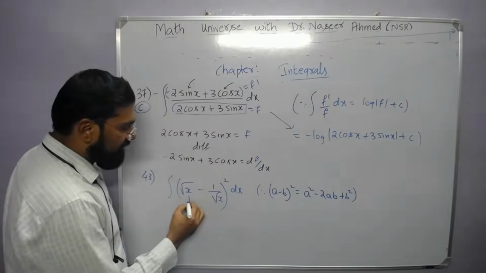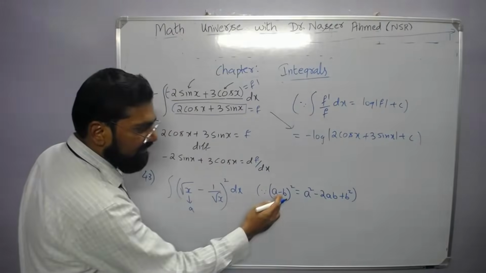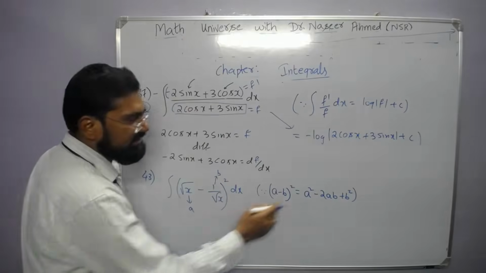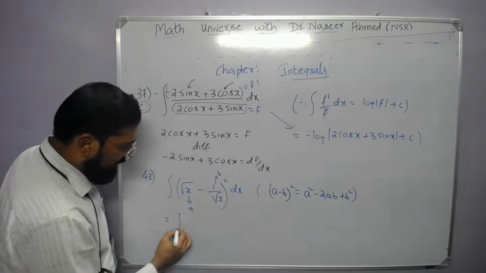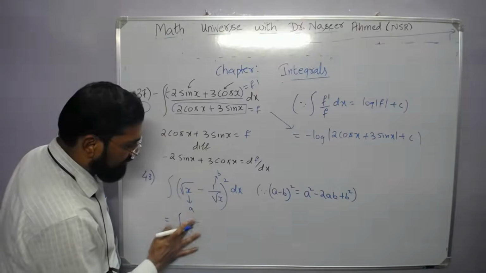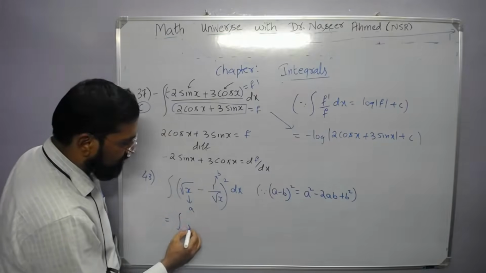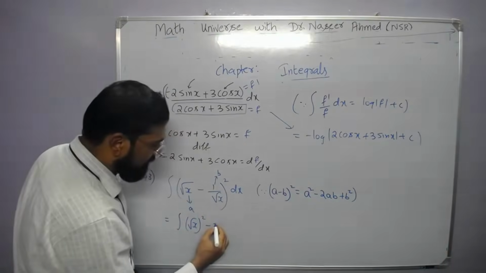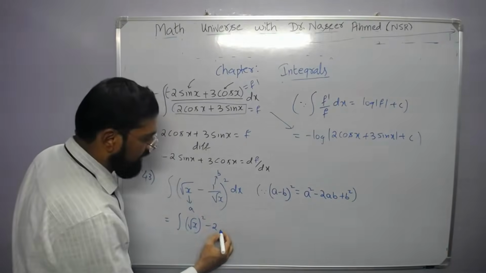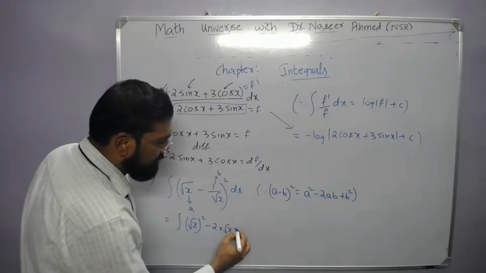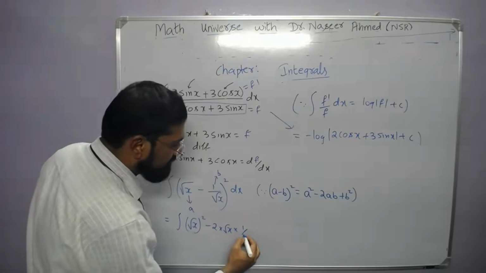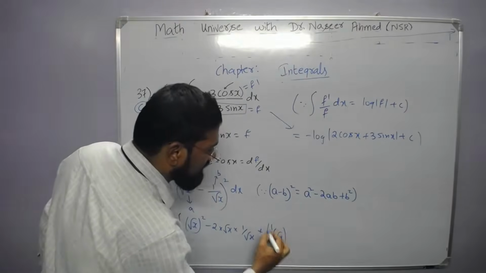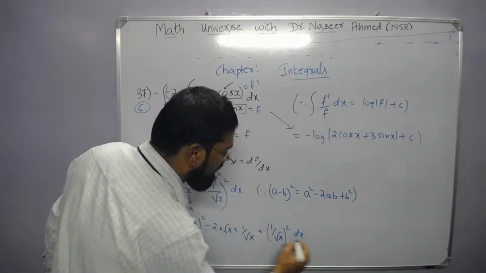So in place of a, we have root x. In place of b, we have 1 by root x. So substitute here. Integration of, I mean to say, a is root x, root x the whole square, minus 2 times of ab. What is a? Root x. What is b? 1 by root x. Plus 1 by root x the whole square.